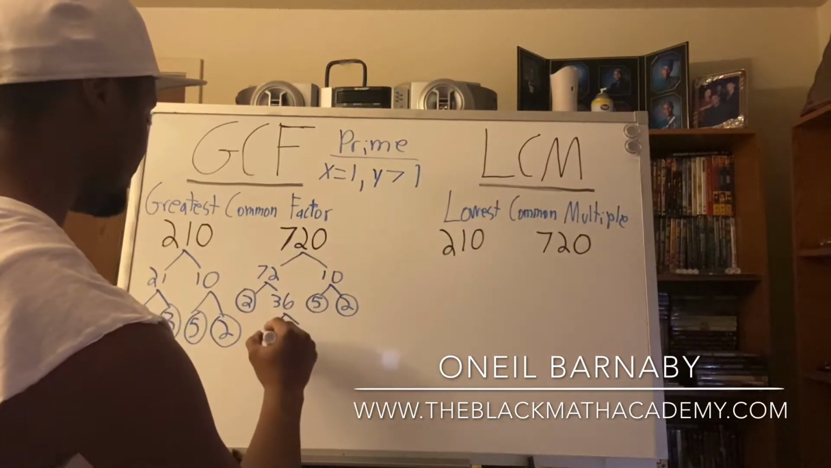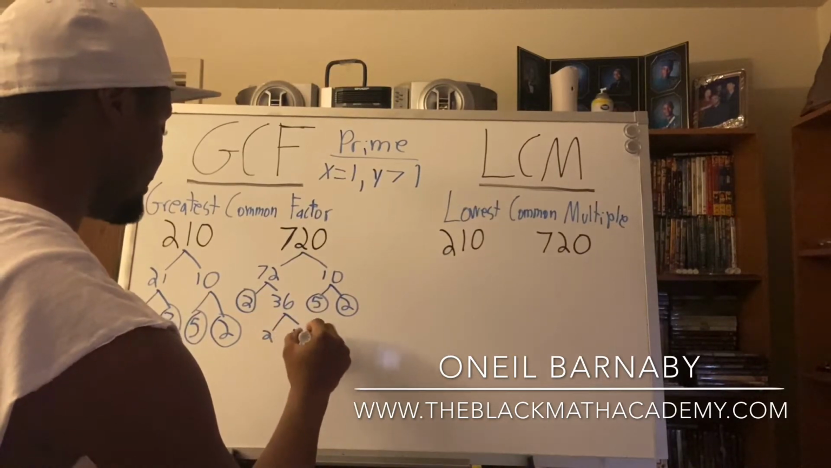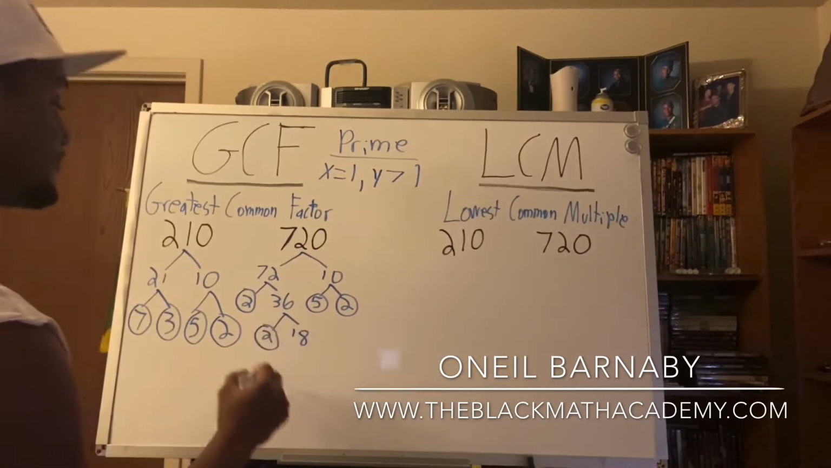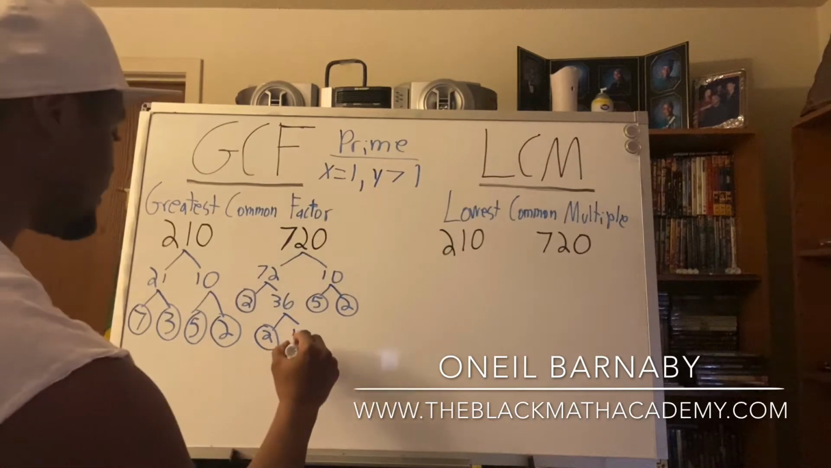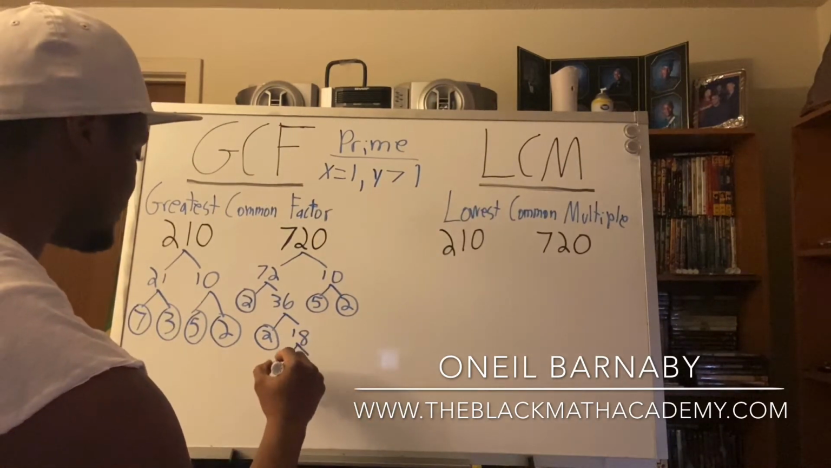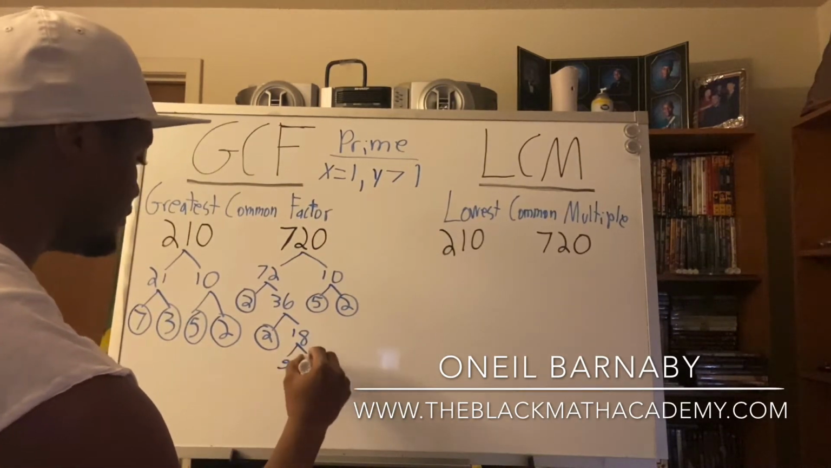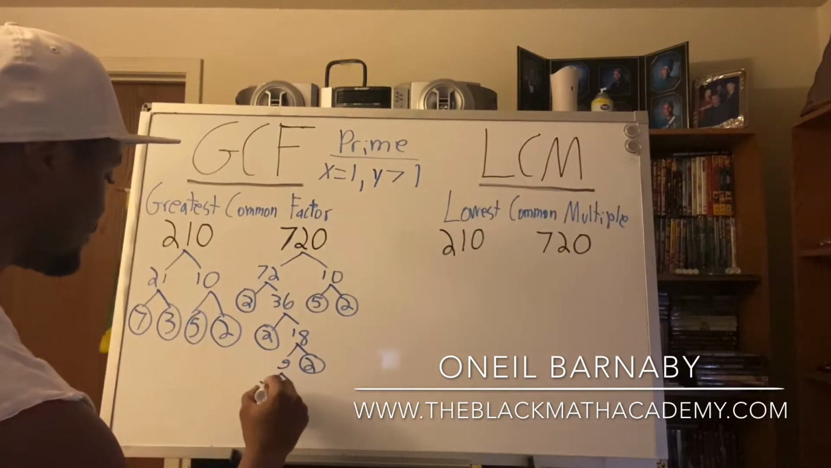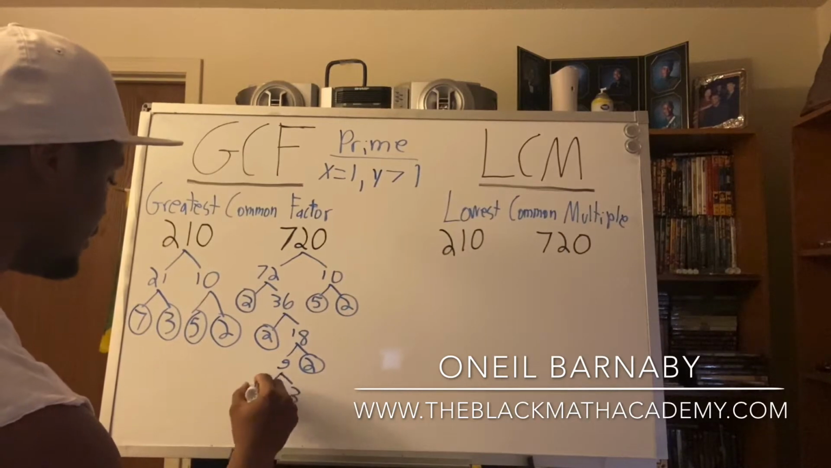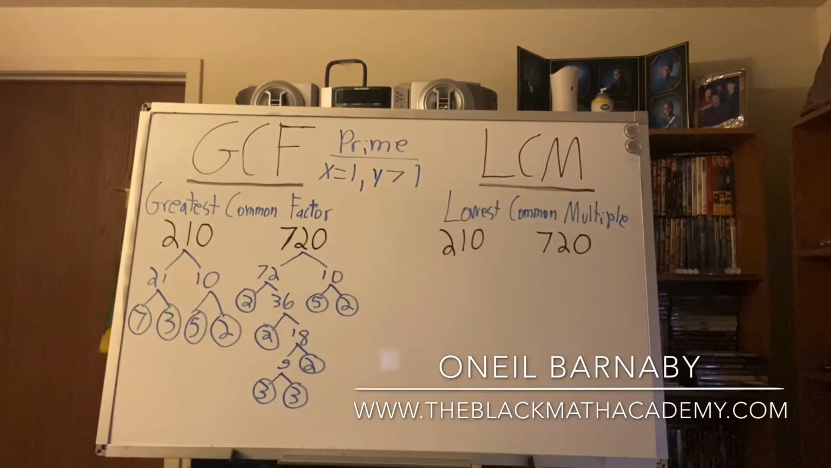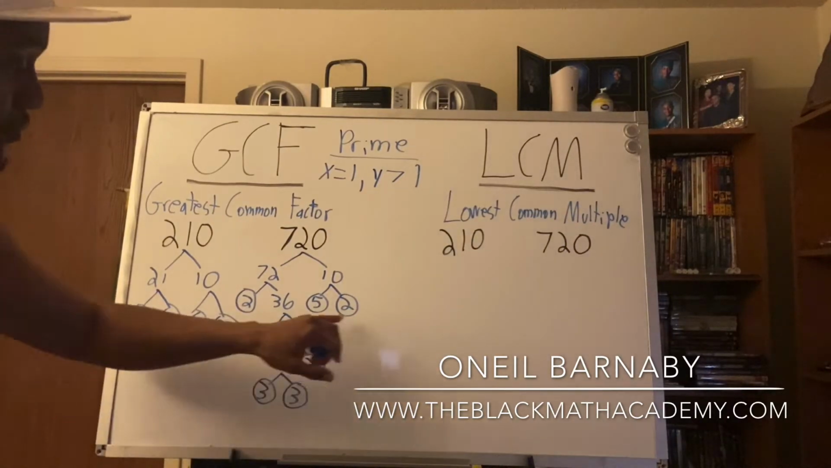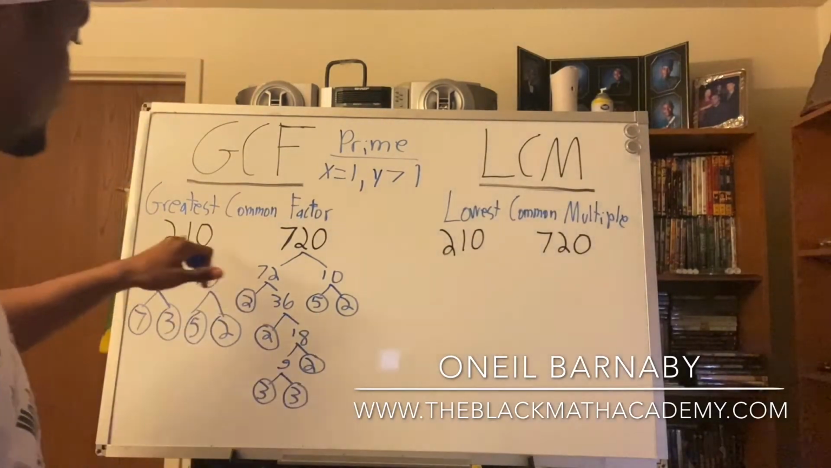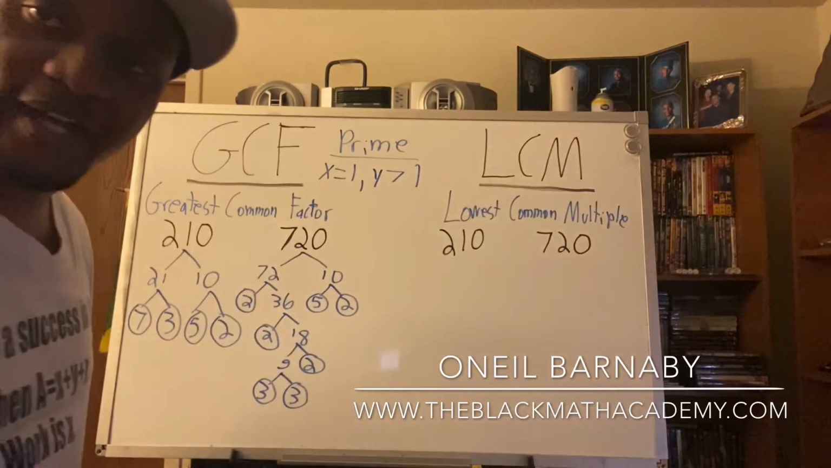36 gets split into 2 and 18. 2 is prime, we would stop there. 18 gets split into 9 and 2. 2 is prime. 9 gets split into 3 and 3. 3 is prime, so we would stop there. So all the circled values are all prime factors of their respective numbers on top.